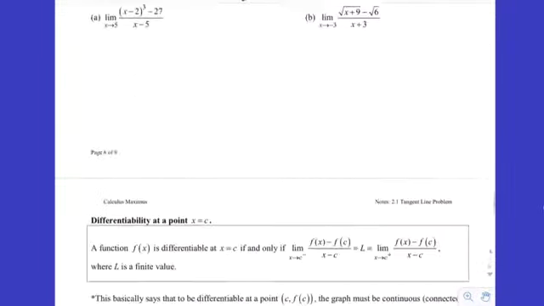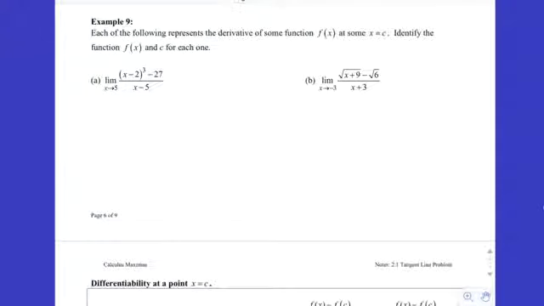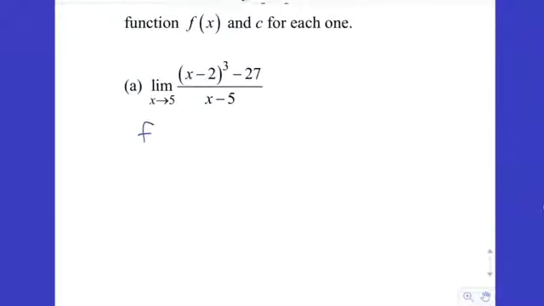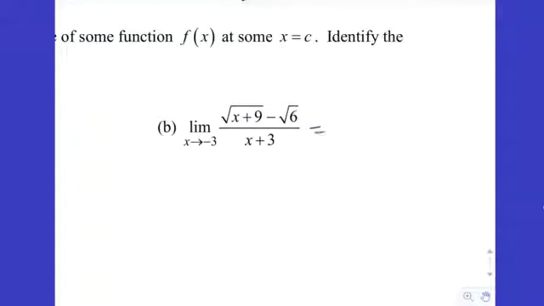Okay, so that takes us down here. It says each of the following represents the derivative of some function f of x at some value x = c. Identify the function f and identify the c value for each one. In other words, this represents f prime of c for some function f and some value c. Same thing here. This represents f prime of c for some f of x and some c value.